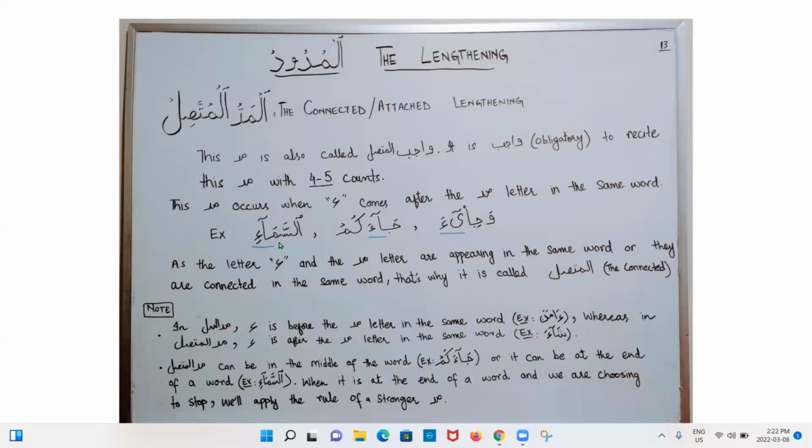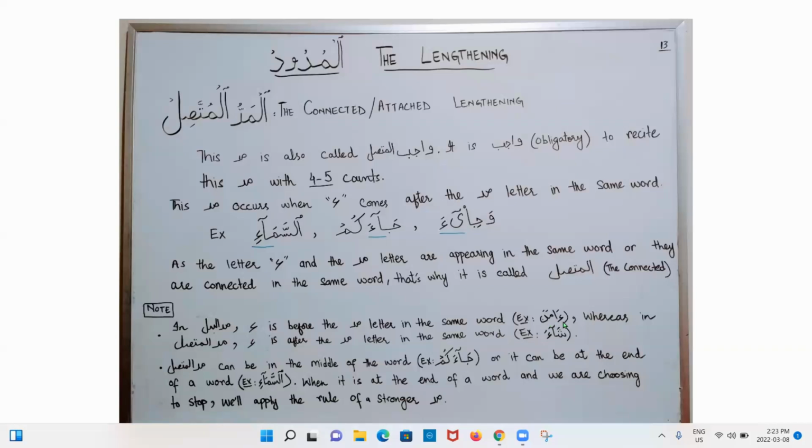As-sama'i. So the conditions that we need to remember for Maddul Muttasil are the letter Hamza should be after the mad letter within the same word. And the difference between Maddul Badal and Maddul Muttasil is in Maddul Badal, Hamza comes before the mad letter within one word, and we give Maddul Badal 2 counts, while in Maddul Muttasil, Hamza comes after the mad letter within the same word, and we give it 4 to 5 counts.